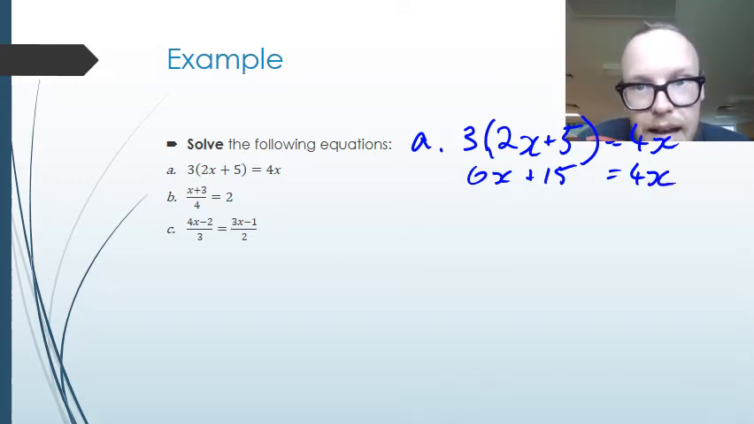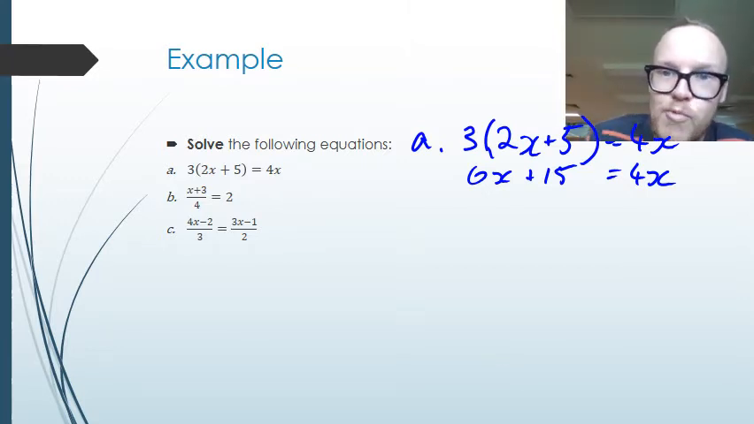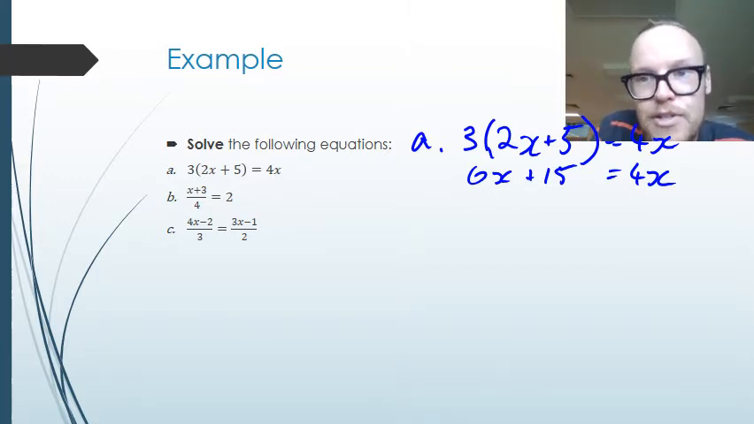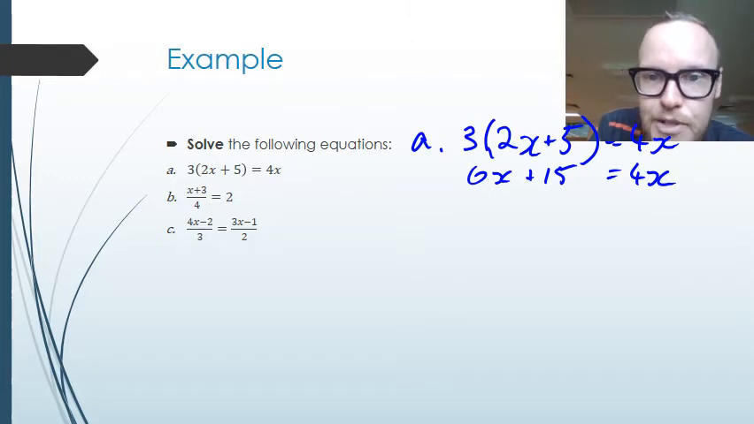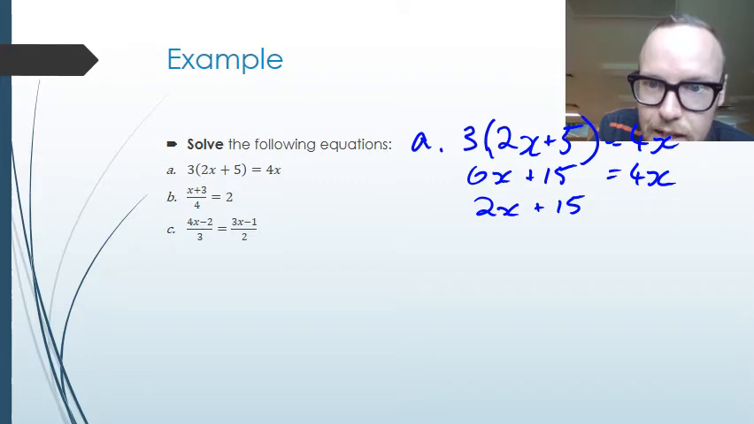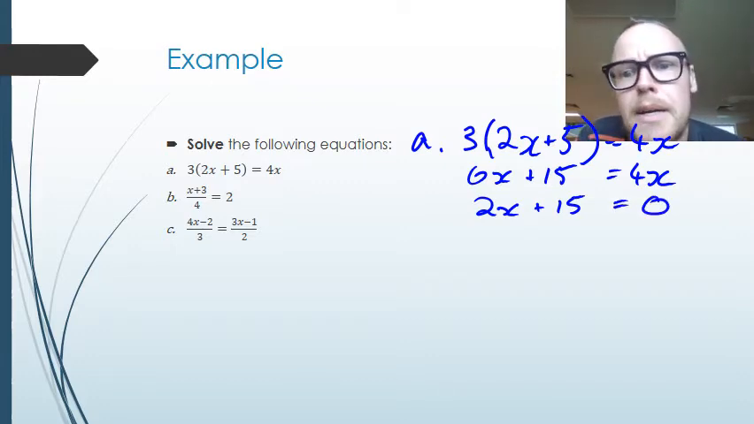Has this step to this step been clear? Well, I've only completed one action: I've only expanded the brackets. That's allowed it to be pretty clear what I've done from step 1 to step 2. What I can then do is subtract 4x from both sides. That would remove the 4x from this side and simplify it slightly. So if I subtract 4x from both sides, I'll get 2x plus 15 equals 0.